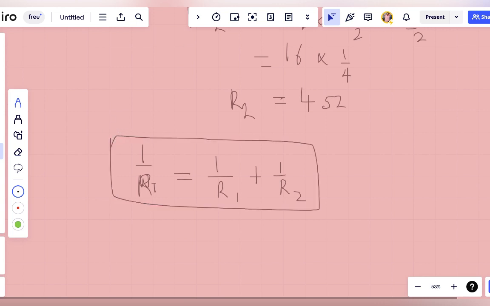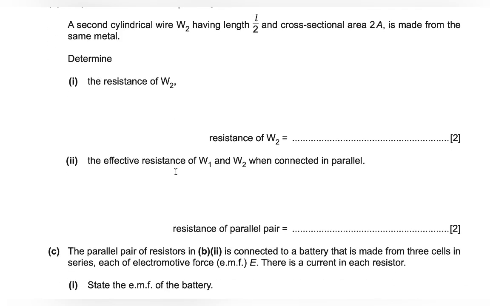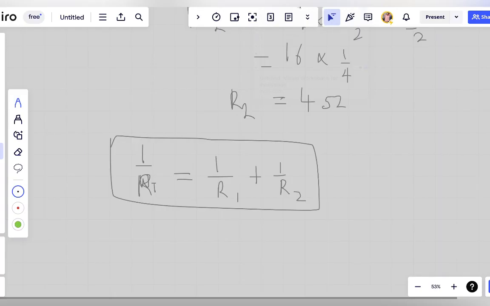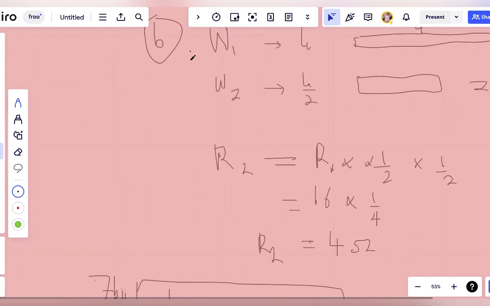So this question is 7B Roman figure 2. The first one we did was 7B Roman figure 1. Question 7.